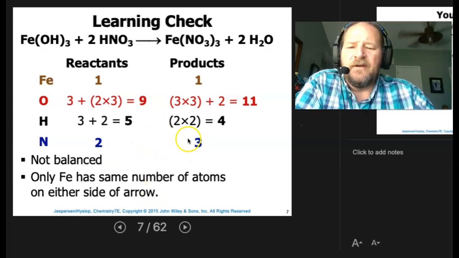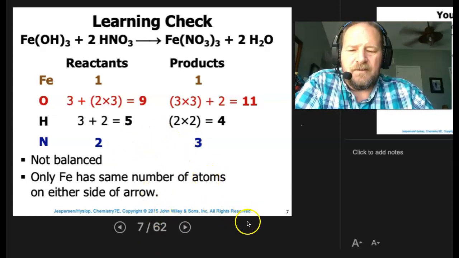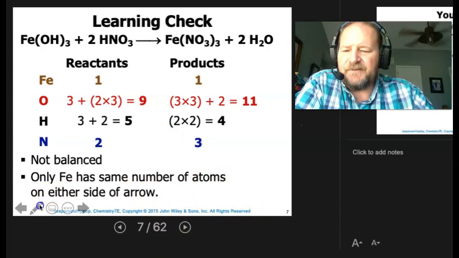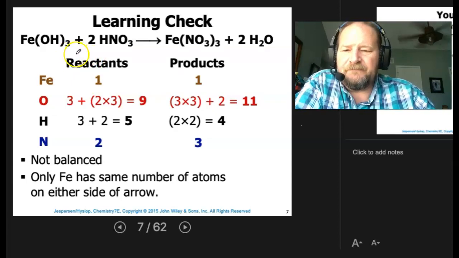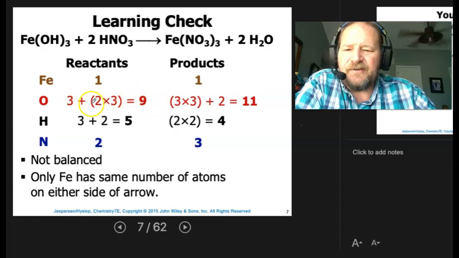So I'm going to add to this slide a little bit. Now, if I want to balance this, what are we going to do to balance it? The irons do match up. The oxygens do not. So it looks like we need 2 more oxygens on the product side. So what would we do?